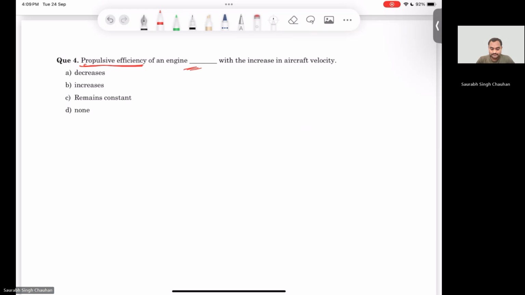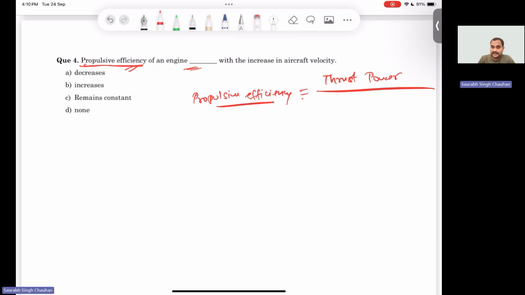First of all, you should know what propulsive efficiency is. Propulsive efficiency is the thrust power that you are getting divided by the total power that you might have got. Total power will be the thrust power that you are getting plus the unused part of the kinetic energy, right? So this is called propulsive efficiency. Sometimes this is also called Froude efficiency.